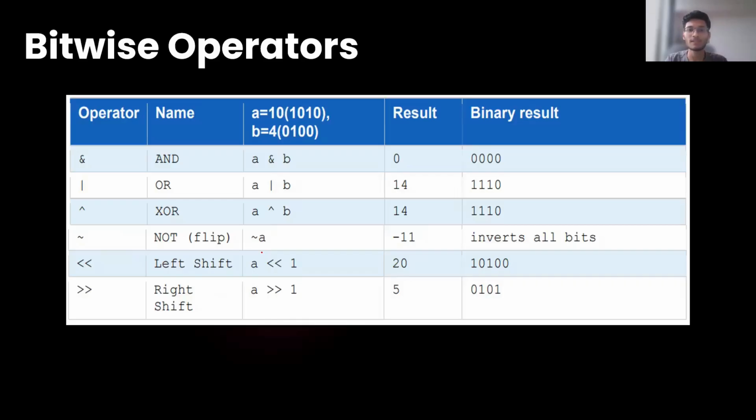So the next concept is the bitwise operator, the most important operators. In bitwise operators, we have AND, OR, XOR, NOT, left shift and right shift. Now, how does this work?